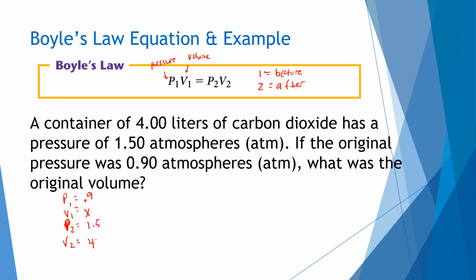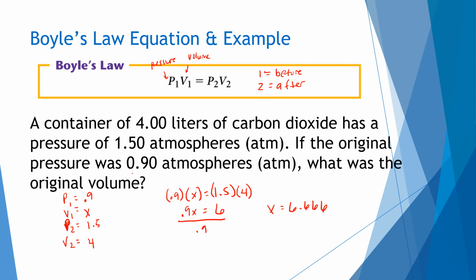Now that we have all our variables listed, we can plug it into our equation. So we get 0.9 times X equals 1.5 times 4. We're going to use our algebra to solve from here. 0.9x equals 6. Divide by the number attached to x, and then we end up getting x equals 6.666 repeating.